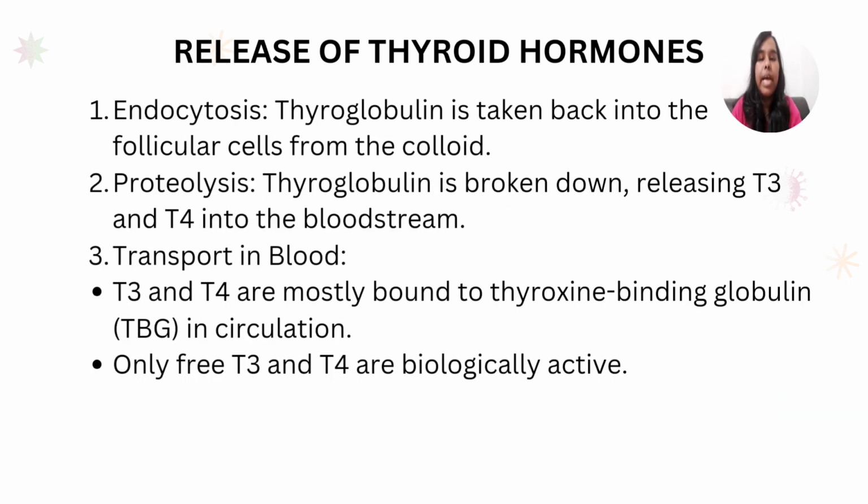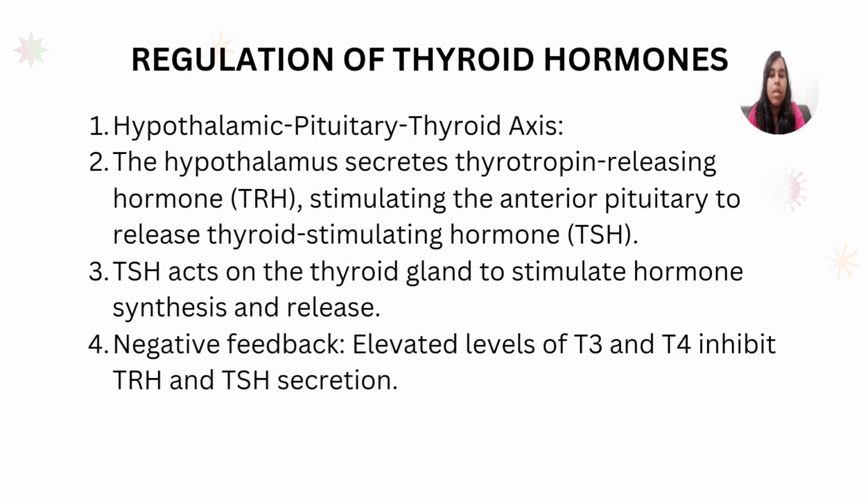Release of thyroid hormone. First one is endocytosis. In this, the thyroglobulin is taken back into the follicular cell from the colloid. Proteolysis, it is when thyroglobulin is broken down, releasing T3 and T4 into bloodstream. Then it is transported in blood, where T3 and T4 are mostly bound to the thyroxine binding globulin in circulation. Only free T3 and T4 are biologically active.